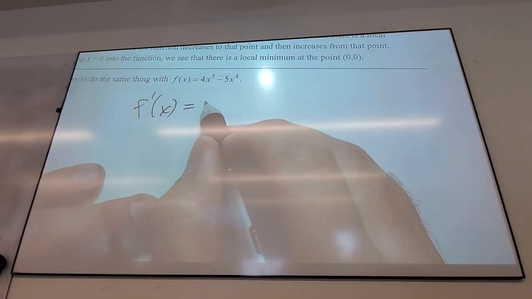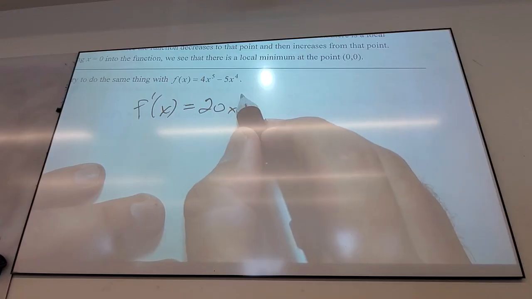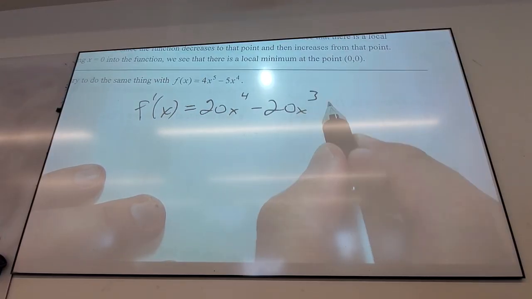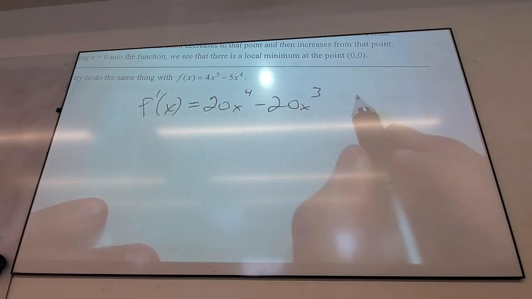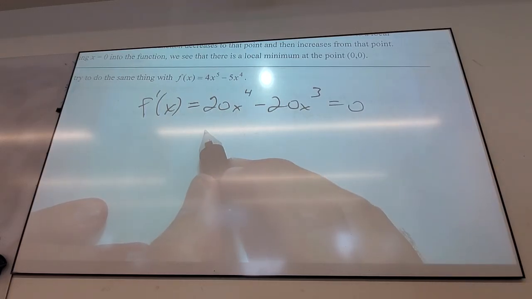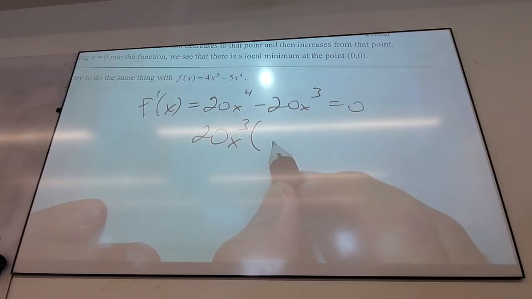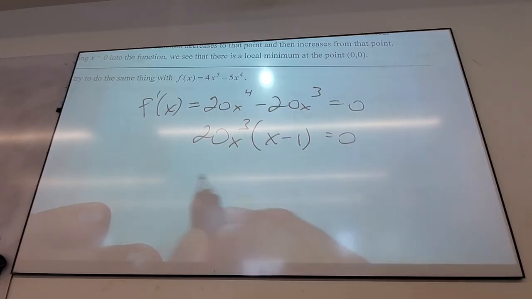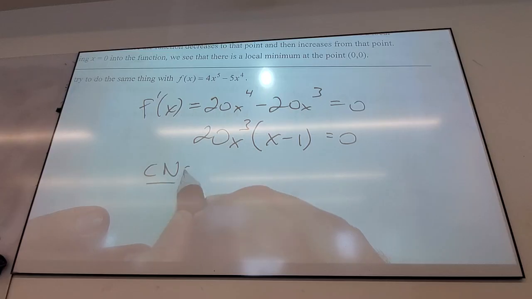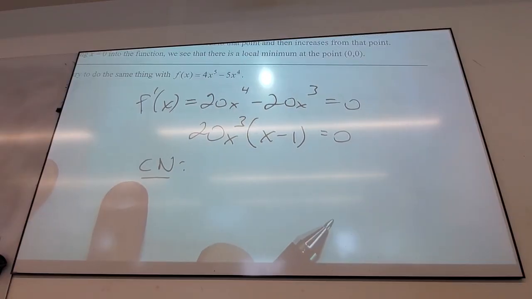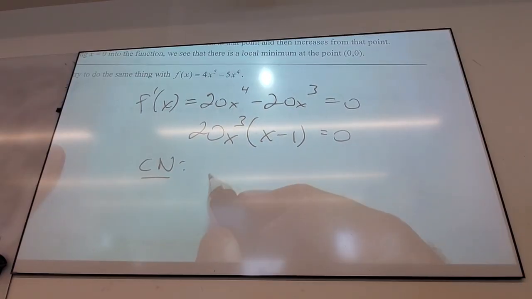What do you guys get here for the derivative? 20x to the fourth minus 20x to the third. And then what do you want to do with that? Factor 20x, yes, factor it. Out comes 20x cubed times x minus 1. So what are my critical numbers? Think of it as values, though. Probably say numbers more likely. What are my critical numbers? 0 and 1. Yes.